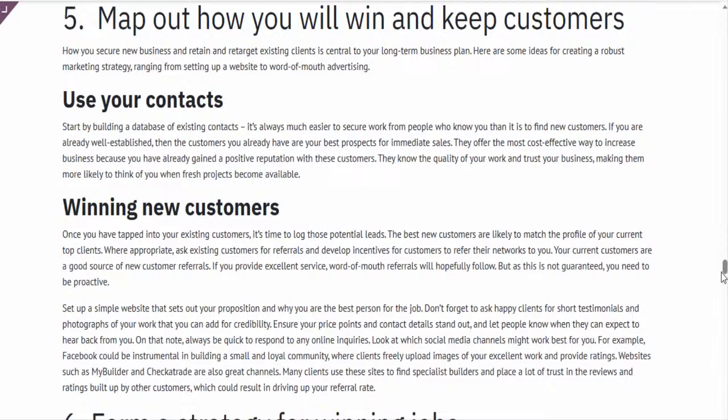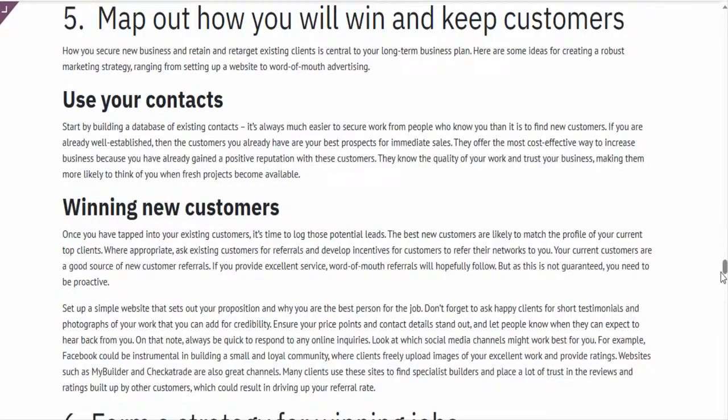Use your contacts. Start by building a database of existing contacts. It's always much easier to secure work from people who know you than it is to find new customers. If you are already well established, then the customers you already have are your best prospects for immediate sales. They offer the most cost-effective way to increase business because you have already gained a positive reputation with these customers.